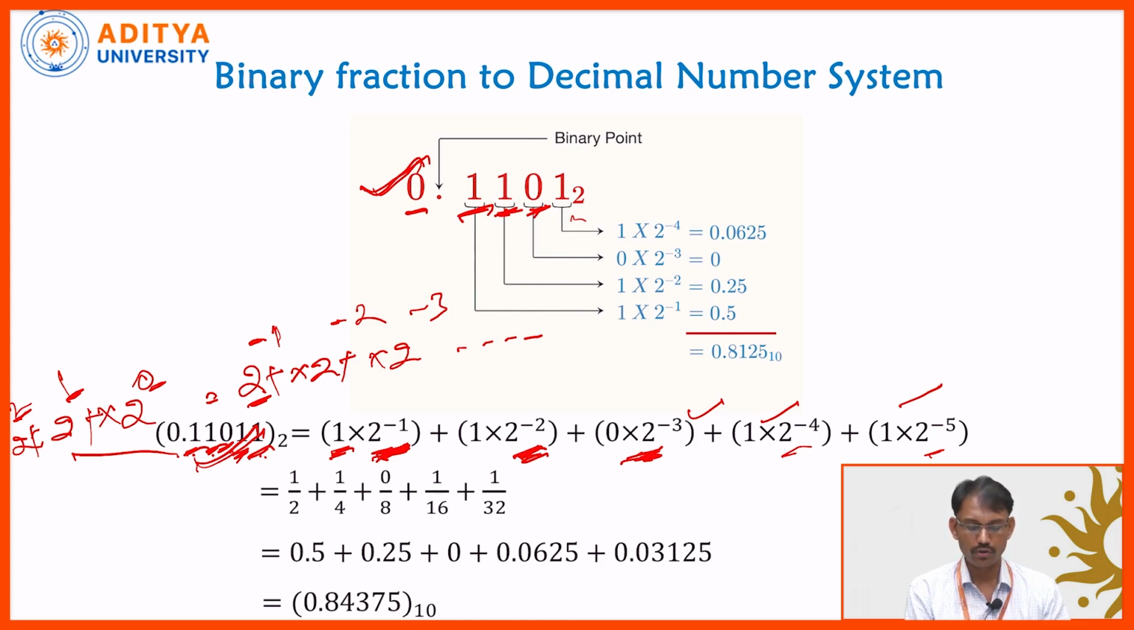2 to the power of minus 1 can be represented as 1 by 2, 2 to the power of minus 2 is 1 by 4, and 2 to the power of minus 3 is 1 by 8. Here 0 is multiplied, and likewise 1 by 16, 1 by 32. Finally, if we sum up all these values, we get the value in base 10. That means binary fraction to decimal number system. This is the representation of the conversion.